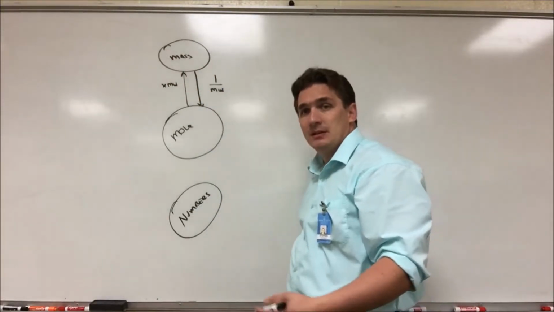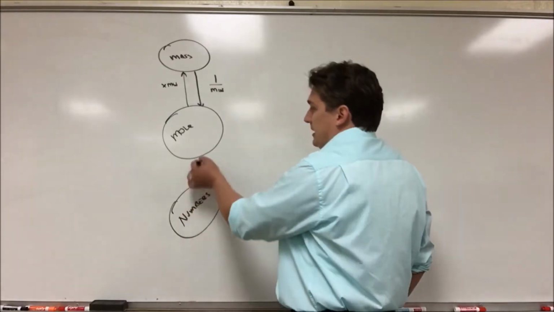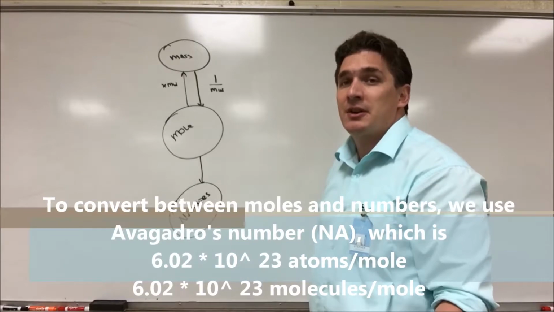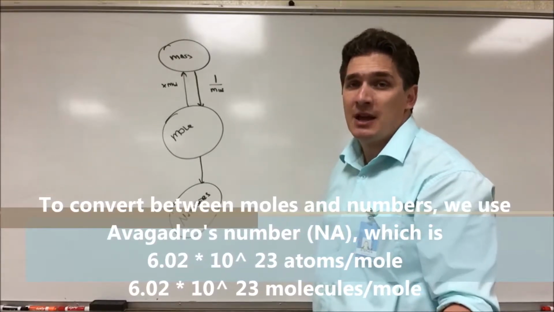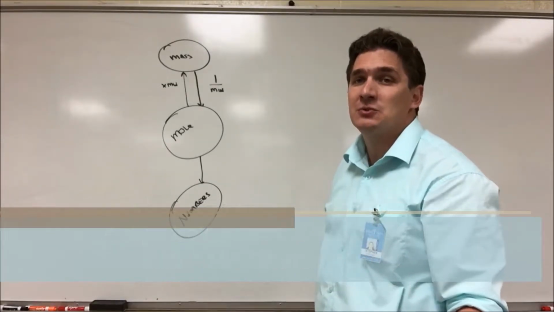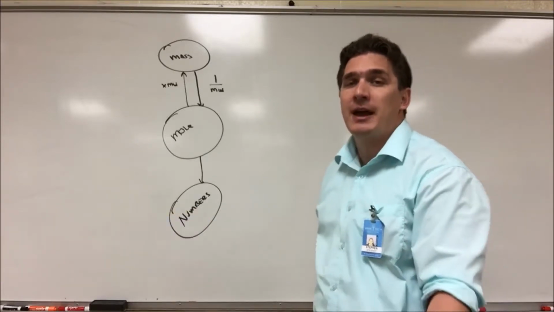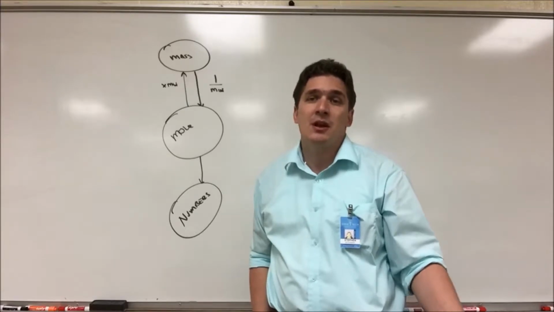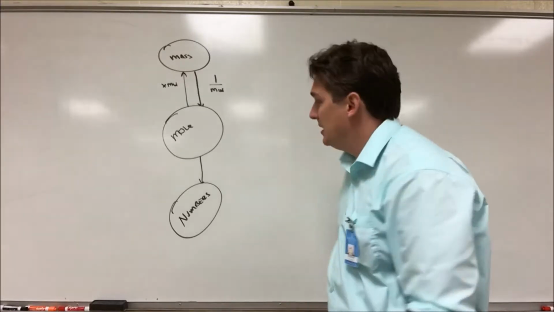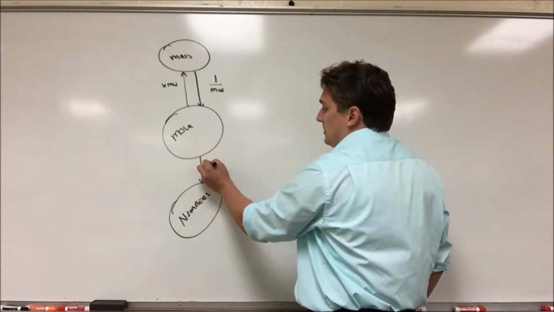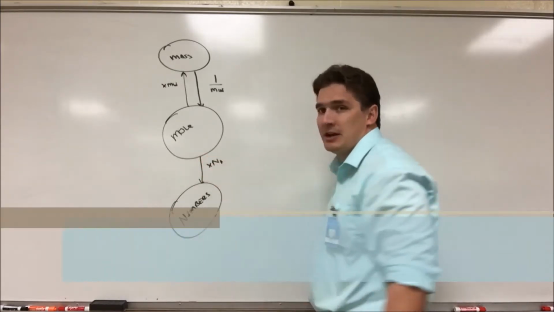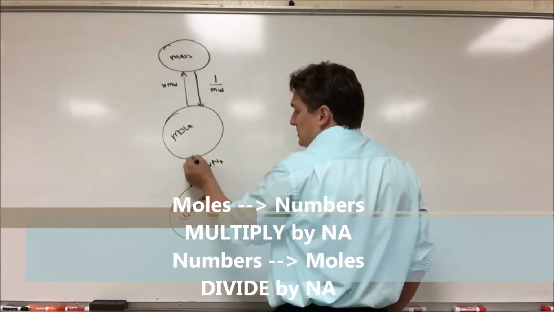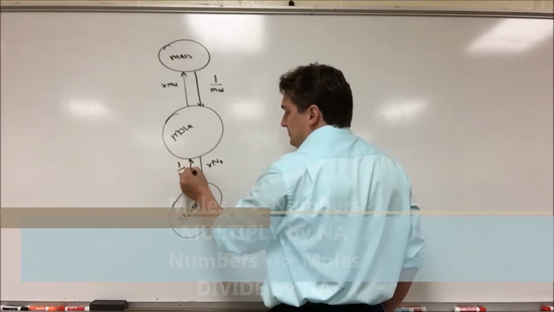Now, converting from moles to numbers. A mole constitutes 6.02 times 10 to the 23rd of something. So if we have a mole of argon, we have 6.02 times 10 to the 23rd atoms of argon. If we have a mole of CO2, we have 6.02 times 10 to the 23rd molecules of CO2. So whenever we go from moles to numbers, we're always going to multiply by Avogadro's number, the 6.02 times 10 to the 23rd. And when we go from numbers to moles, we're always going to take 1 over it.